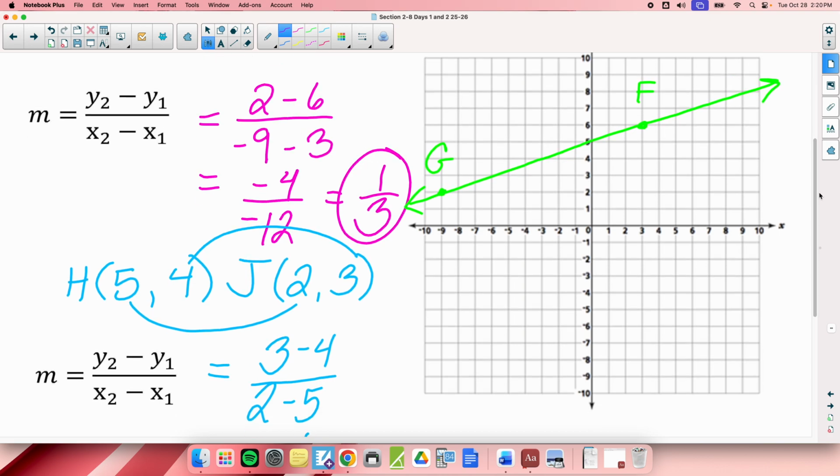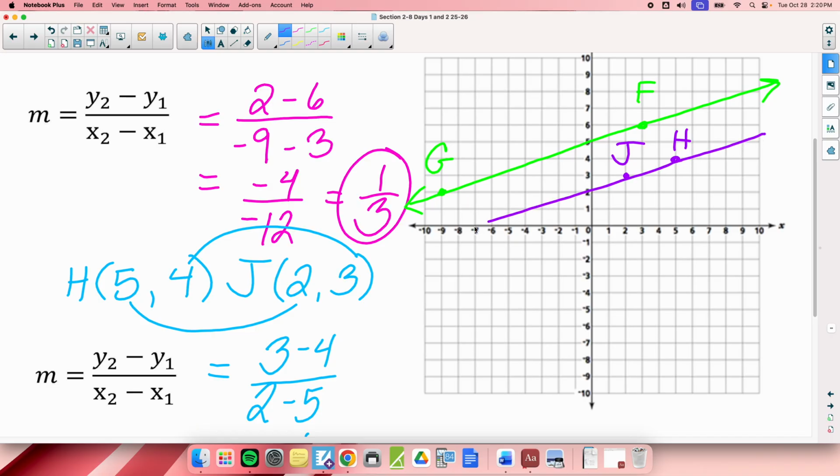So let's plot H is 5, 4 and J is 2, 3. So again, on example 6, there's no printing here, is there? Yeah, it goes right up there.